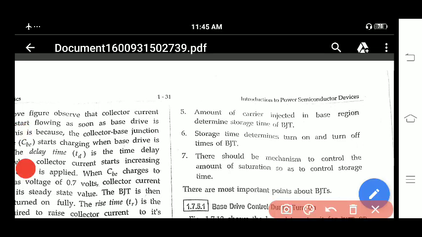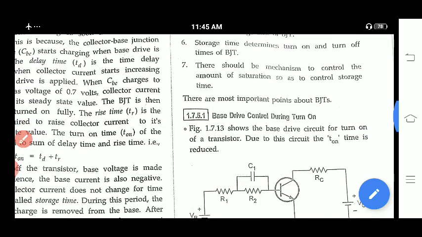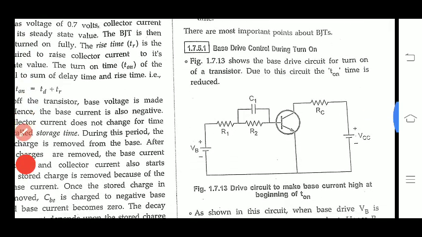How much amount of carrier is injected determines the storage time of the BJT. Storage time determines the turn on and turn off time of the BJT. There should be a mechanism to control the amount of saturation so as to control the storage time. These are the important points we should remember while designing the drive circuit of this BJT. So next we will see base drive control during turn on and turn off.